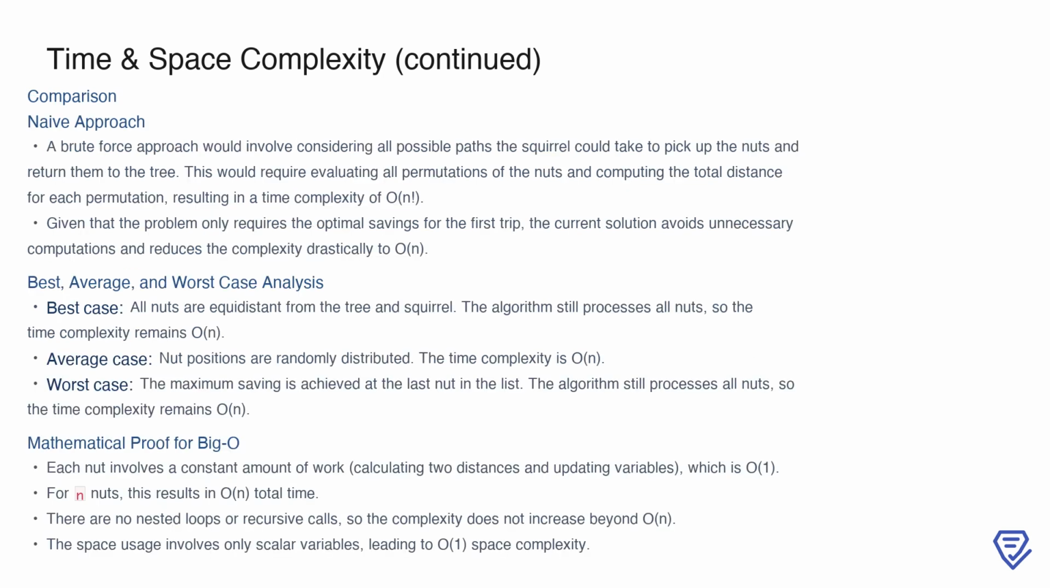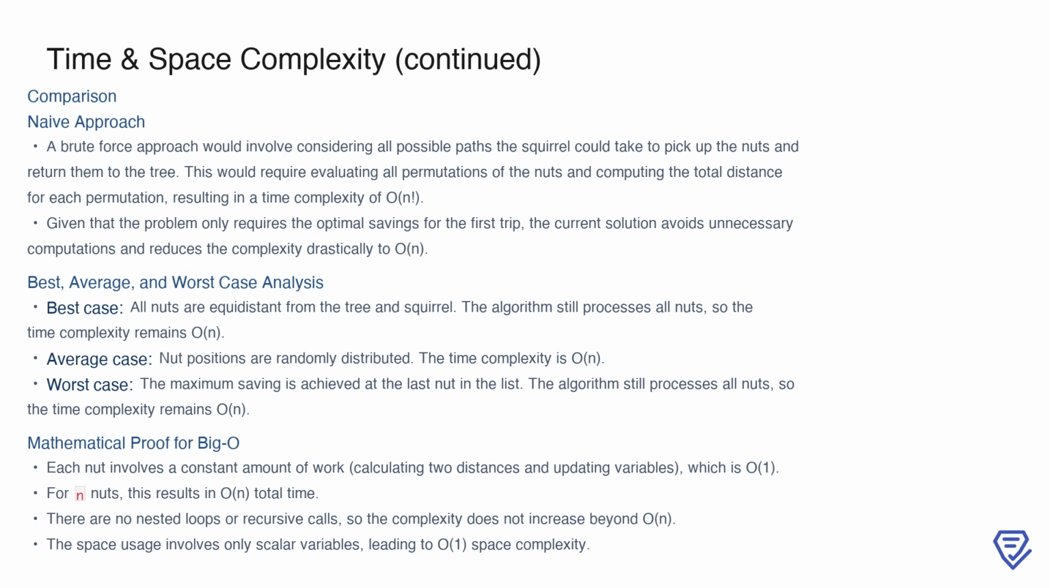Let's compare this efficient approach with a naive solution. A brute force method would involve evaluating all possible paths for the squirrel to collect the nuts and return them to the tree. This would mean considering all permutations of the nuts, which results in a factorial time complexity of O(n!). However, our current solution bypasses this inefficiency by focusing only on the optimal savings for the squirrel's first trip, reducing the time complexity dramatically to O(n).